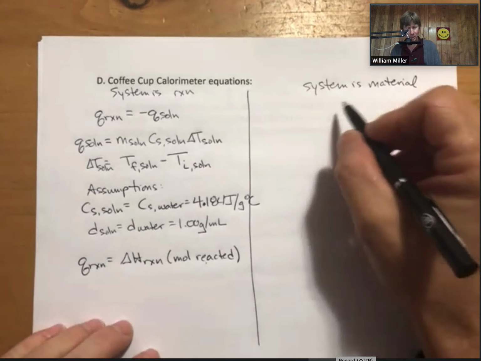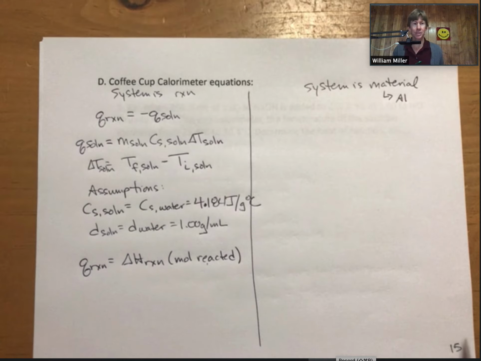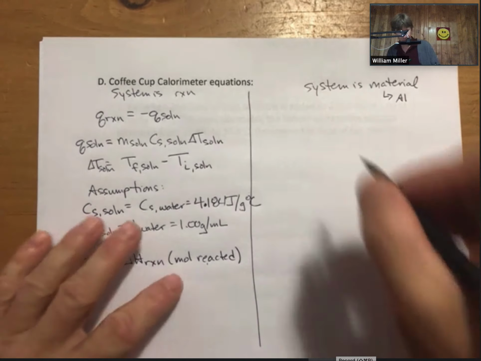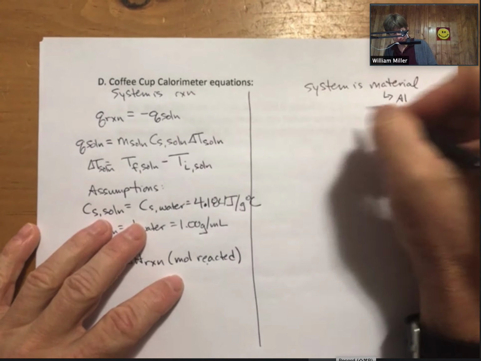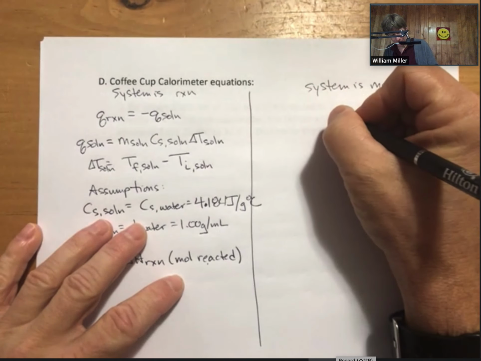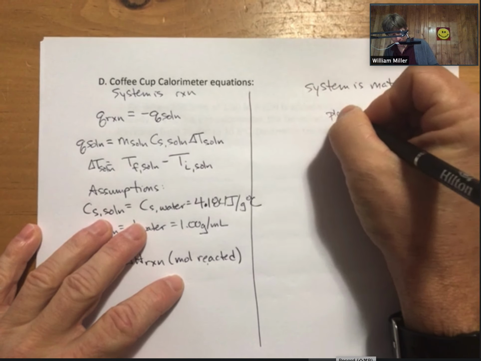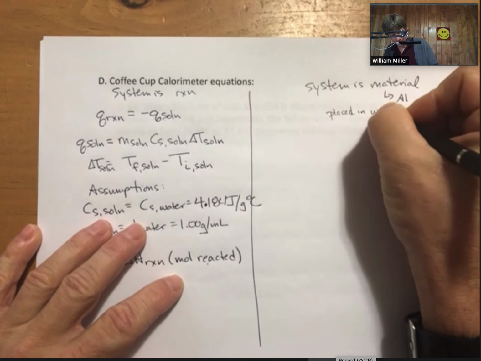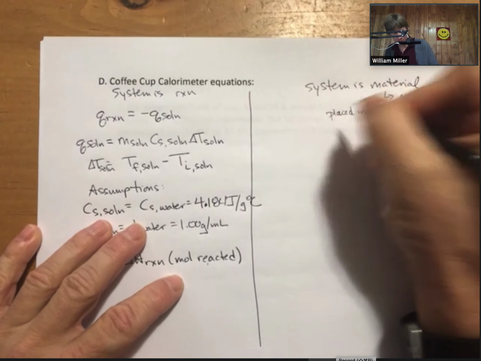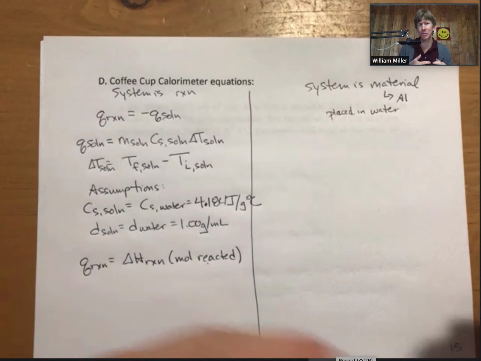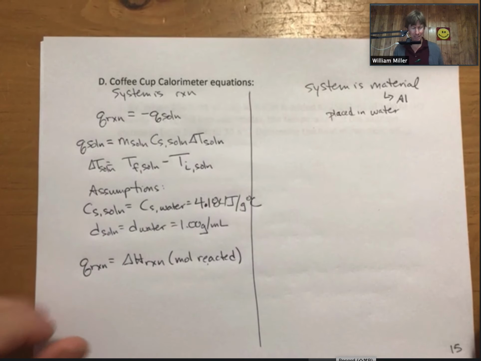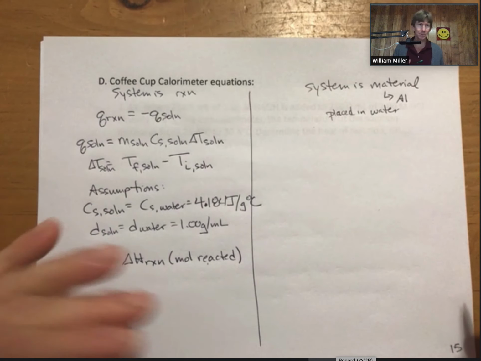It's similar when the system is a material. Let's assume that the material is aluminum, and that aluminum is typically placed in water. The material is typically placed in water. You'll see a couple times where there are 2 different materials, but typically it's a solid placed in a liquid at least.